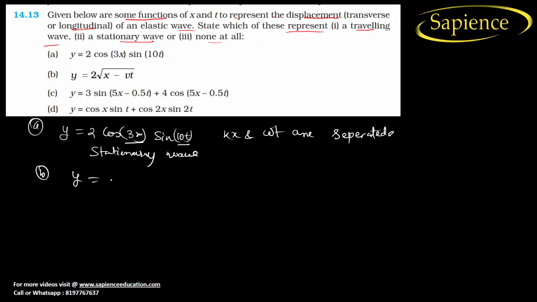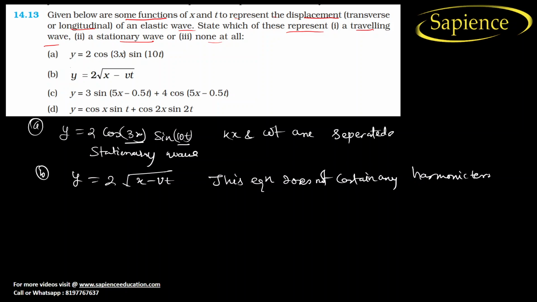So in B, y is equal to 2 root under x minus vt. See, this equation does not contain any harmonic term. So it is neither, none at all. Okay. Now let us go for C.